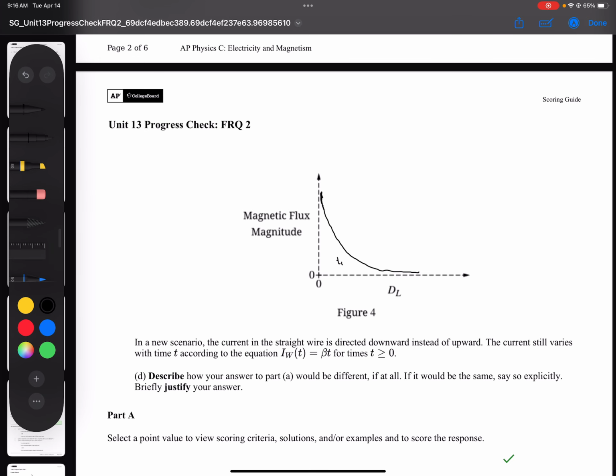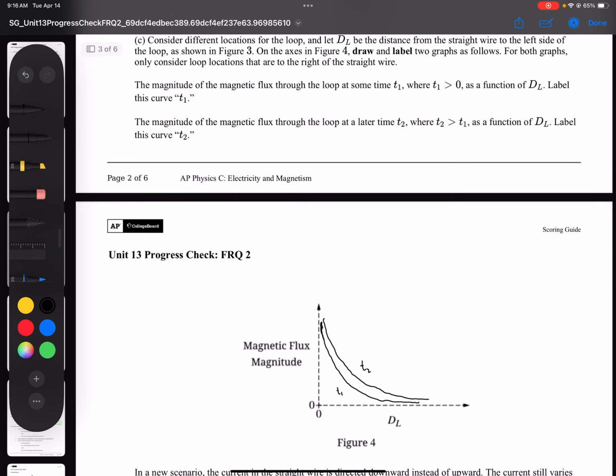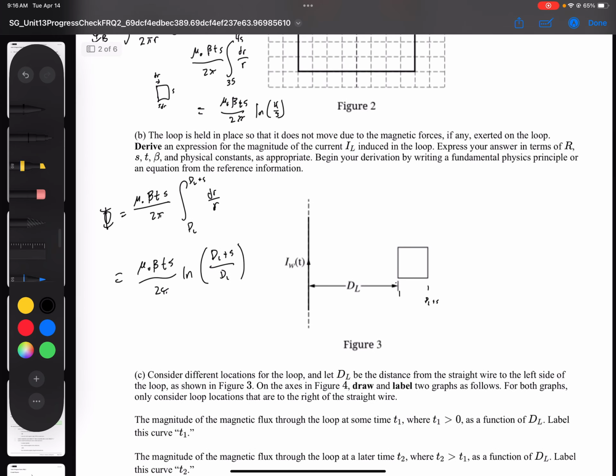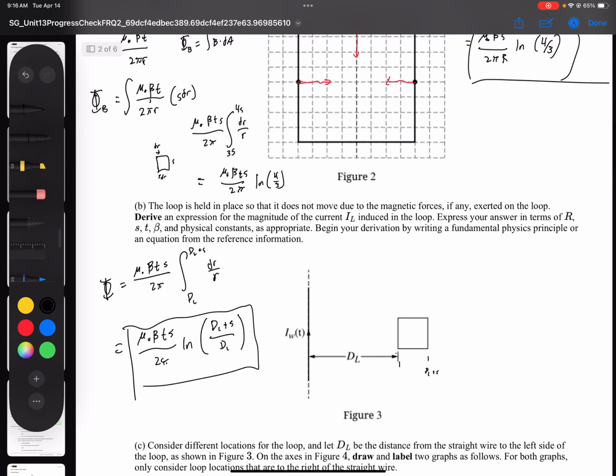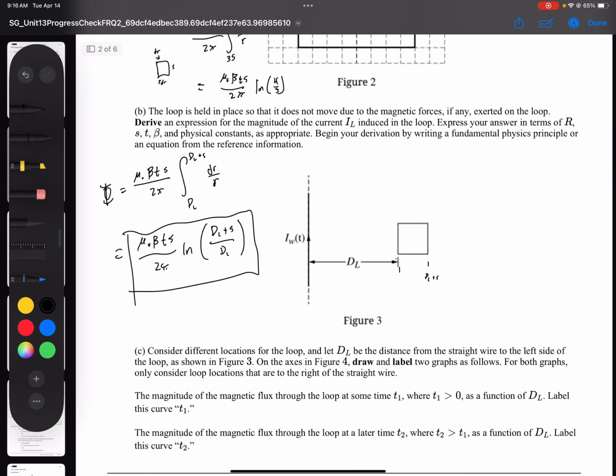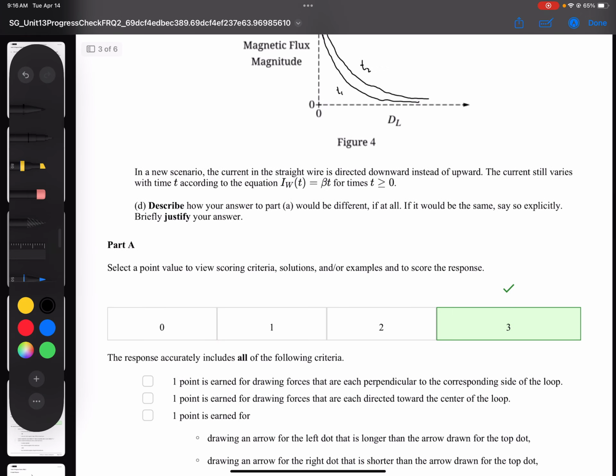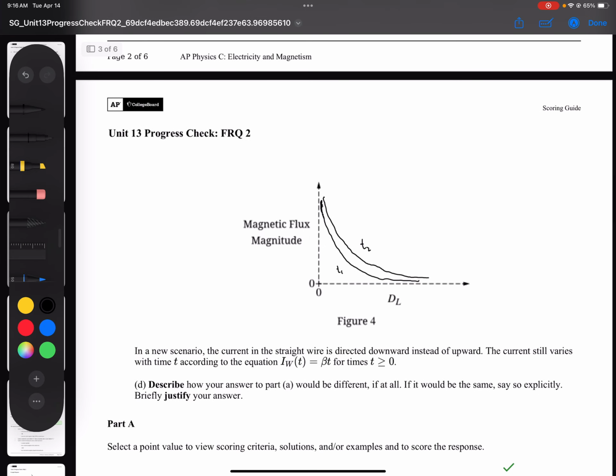So this is t1. And then t2 is going to be slightly above t1. And the reason for that is basically it has a larger coefficient, right? So if I look at my function here, we see that t2 is going to be greater than t1. Then it's basically just multiplying it by a larger coefficient. So it should be above t1. And that's it for part D.